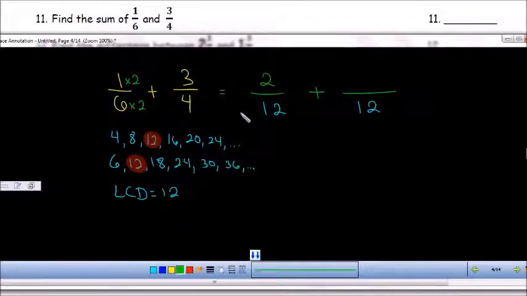We're going to do the same thing to 3/4. 4 times 3 gives me 12. So multiply that by 3. That gave me the 12. And I have to do the same thing to the top. So 3 times 3 is 9.